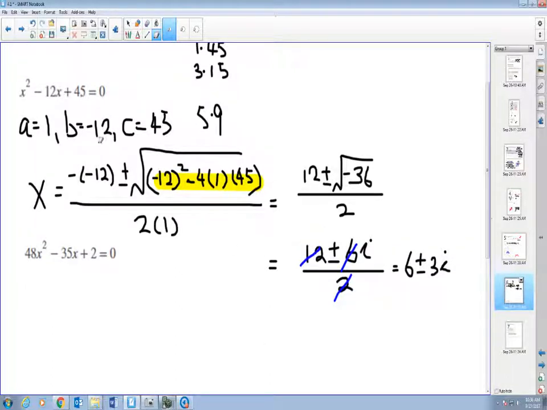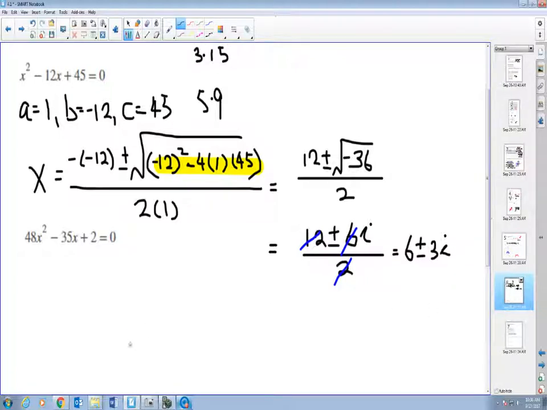Oh, by the way, if I graph this parabola in the graphing calculator, you will actually not see it cross over the x-axis, because this one does not have any x-intercept. Because with the i, it's not a real number anymore.